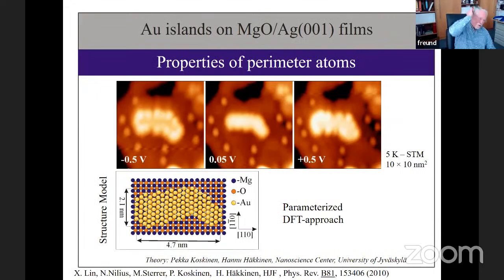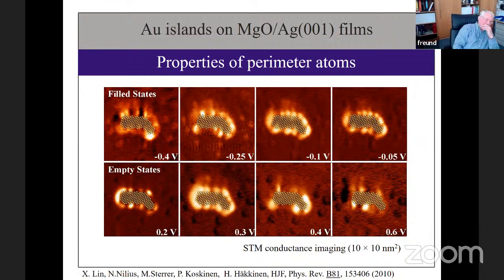Now, if you go away from this very small particle to larger particles, they have odd shapes. And you can see from the STM images that the intensity of the states is basically localized at the rim. And Hannu Häkkinen calculated these structures, and he came up with the point that the electrons are effectively located at the kink sites of the rim. So they are located in specific places where electrons are well accommodated. And that's seen here also in these images.